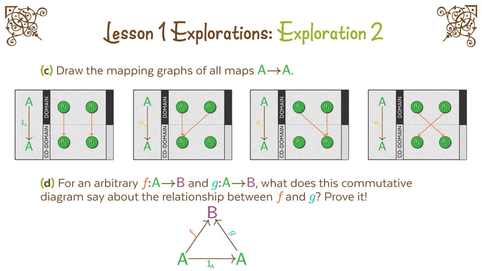Now we start to ease into the more interesting parts. D asks you to recall two things. One, that a commutative diagram means that all paths between two objects must be interpreted as the same arrow, which will allow you to write down the relation G following 1A is equal to F. Then two, that the identity law requires that G following 1A equals G, which will allow you to conclude that G equals F, which is all the proof you need.